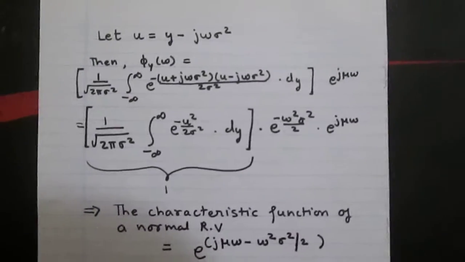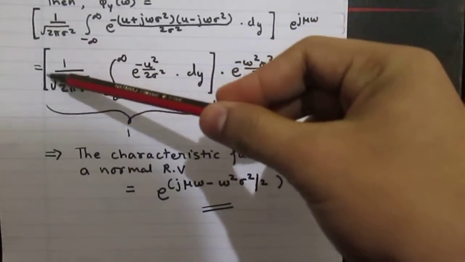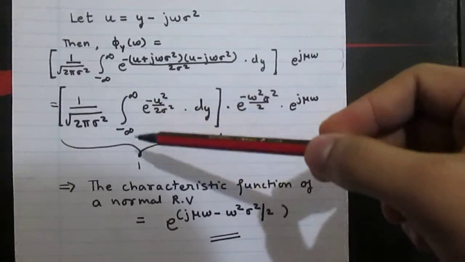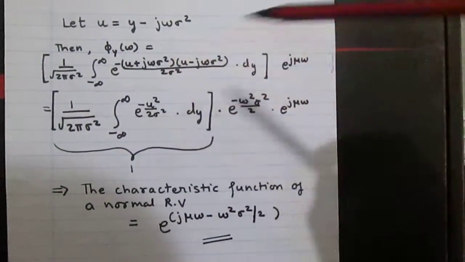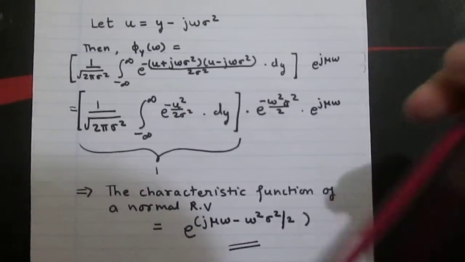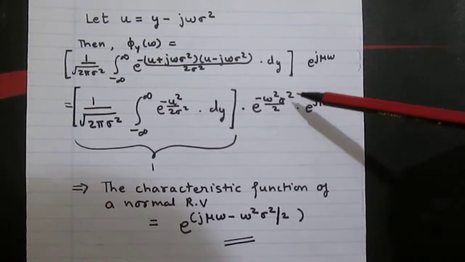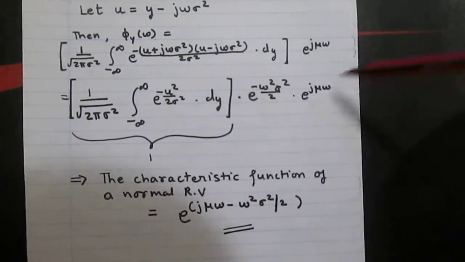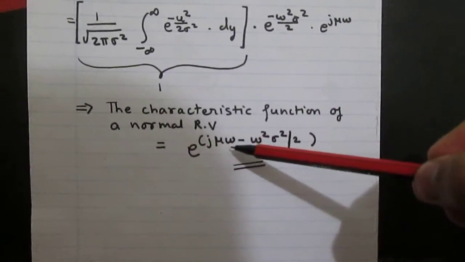So if we look at that equation closely enough, we can see this is nothing but an integral from minus infinity to plus infinity of the probability density function of a normal random variable u, which we all know is nothing but 1. So what we are left with is e power minus omega square sigma square by 2 and e power j omega mu. So these two terms can be merged together to get the characteristic function of a normal random variable.